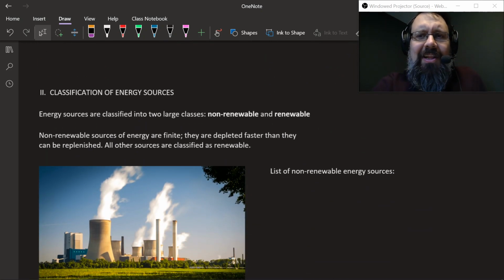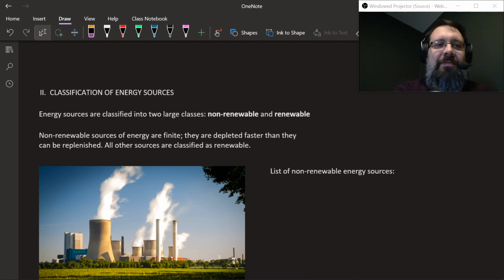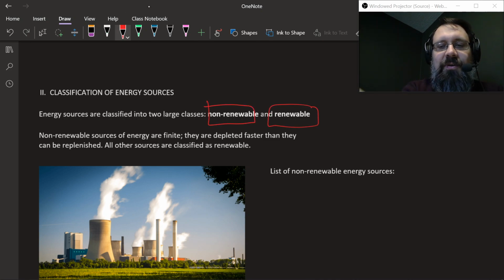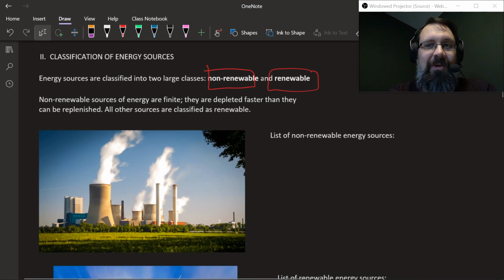Okay, let's talk about classifying energy sources. So there's two classifications of energy sources, and they're very broad, and you guys are all familiar with them. You've heard these before. So there's non-renewable, and then there's renewable. These are really large classes, but basically we say an energy source is either non-renewable or renewable. It's kind of funny because one is this and the other one is not. So it's pretty obvious. It's either renewable or it's not.